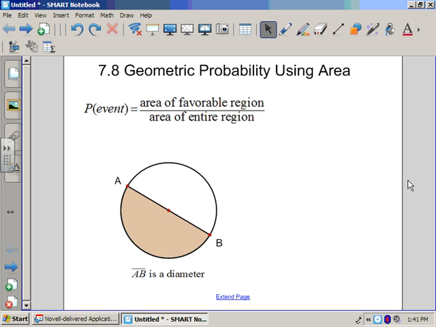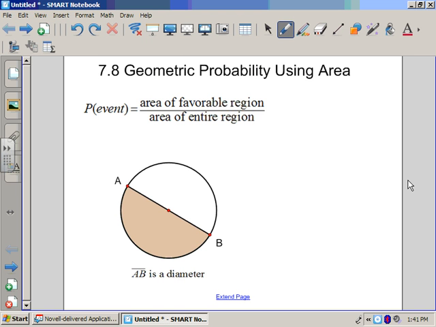This tutorial is 7.8, geometric probability using area. There were other geometric probability problems inside section 7.8, but I wanted to do the area ones mainly because it reinforces many of the topics that we've already done in this chapter.